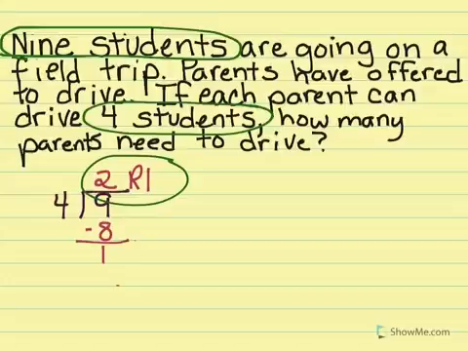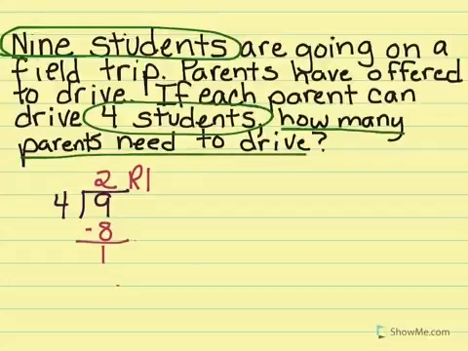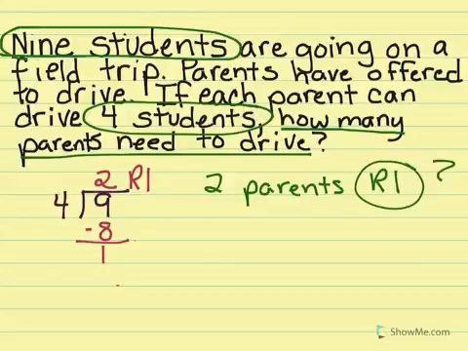I got 2 remainder 1. The question is asking how many parents need to drive. So if I have 4 students in each car, then I would need 2 parents, remainder 1. Well, what does remainder 1 look like? I've never heard of a parent being a remainder 1 or a car being a remainder 1. So that makes no sense.